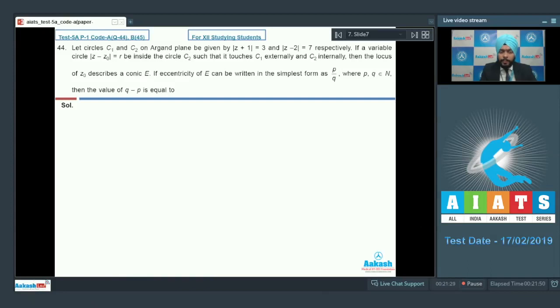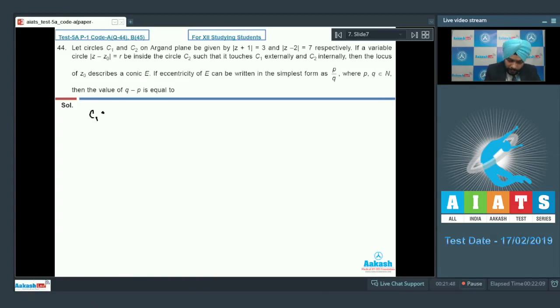If a variable circle mod of z minus z0 equals r be inside the circle C2 such that it touches C1 externally and C2 internally, then the locus of z0 describes a conic E. If the eccentricity of E can be written as the simplest form of P by Q, where P and Q belong to natural numbers, then what is the value of Q minus P?